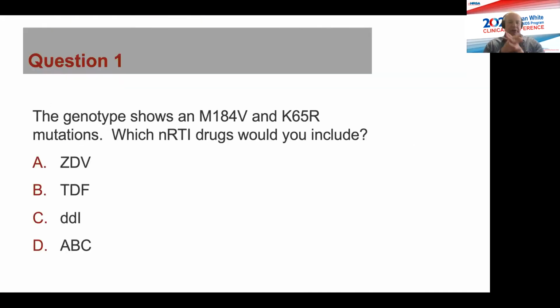So let's go to a question. The genotype shows M184V and a K65R. They're both present. Which NRTI would you include? There is one correct answer here, and the other 3 are wrong. Go ahead and vote.